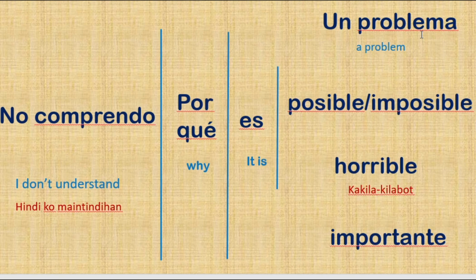So ganun din, if you want to say, I don't understand why it is horrible, you just have to add the no in front of the sentence. No comprendo por qué es horrible.